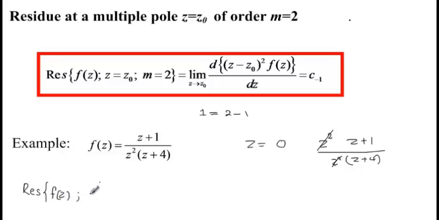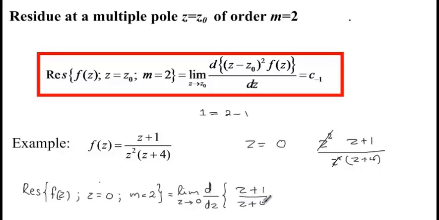at z equals to 0, m equals to 2, meaning it's a double pole, equals the limit of the first derivative with respect to z of the resulting expression here, which is z plus 1 over z plus 4.